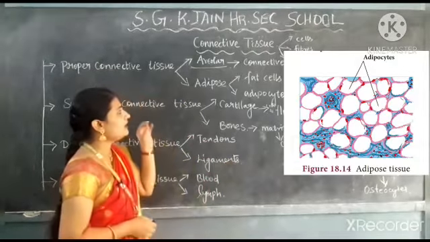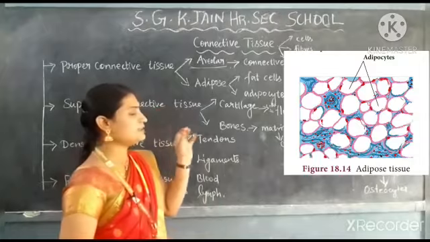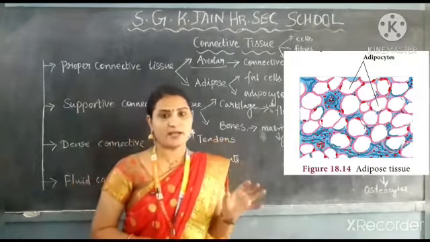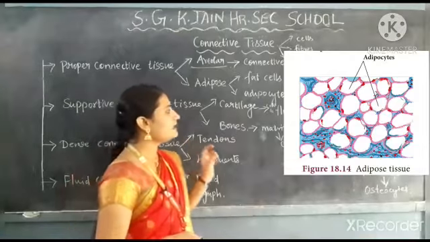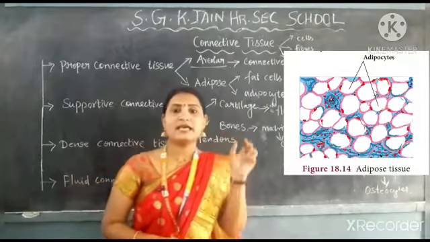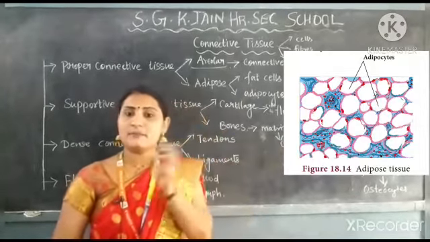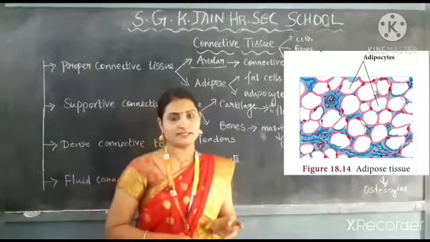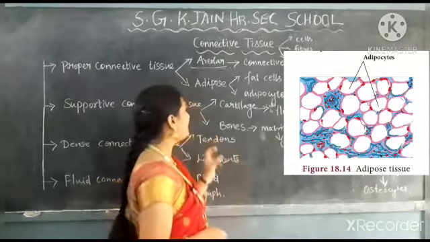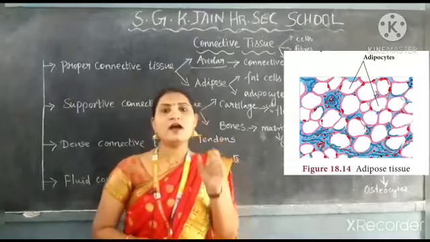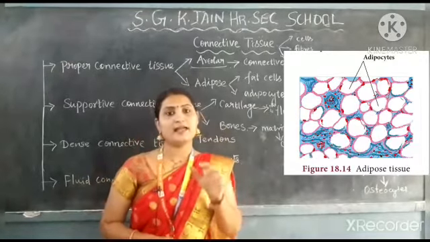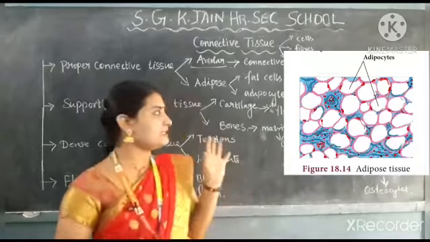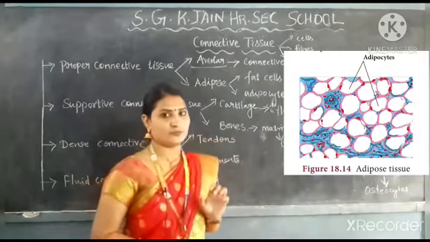Also this adipose tissue acts as a fat reservoir since it is made up of fat cells, and it is found in the subcutaneous tissues and in between the internal organs. You can see this type of adipose tissue around the heart, around the kidney and around the eyeball.